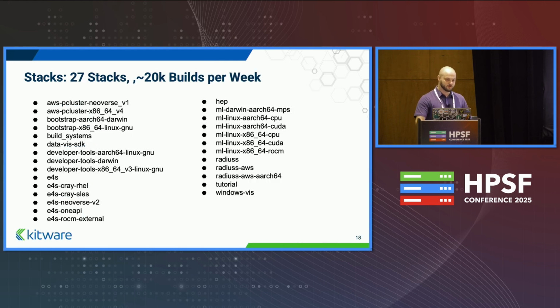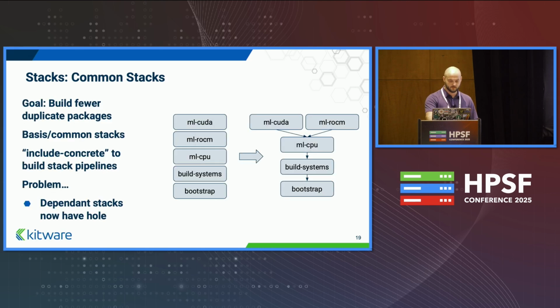You can see fanning out in the stages there. So we went from 1 to 27 stacks. We do about 2,000 builds per week. It's quite a lot. You see, though, we have some duplication in target audiences. So these ML stacks are very, very similar, all the way up until you build the GPU-enabled components at the top. So we're having a lot of rebuilds of the same things for each stack. So we want to fix that.